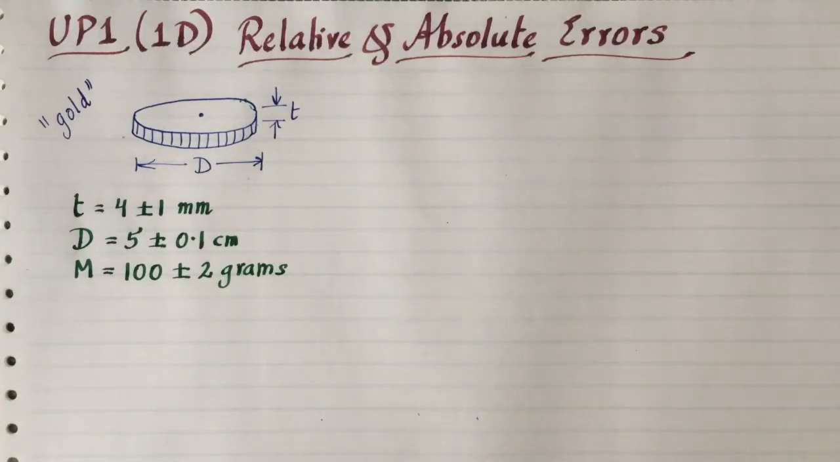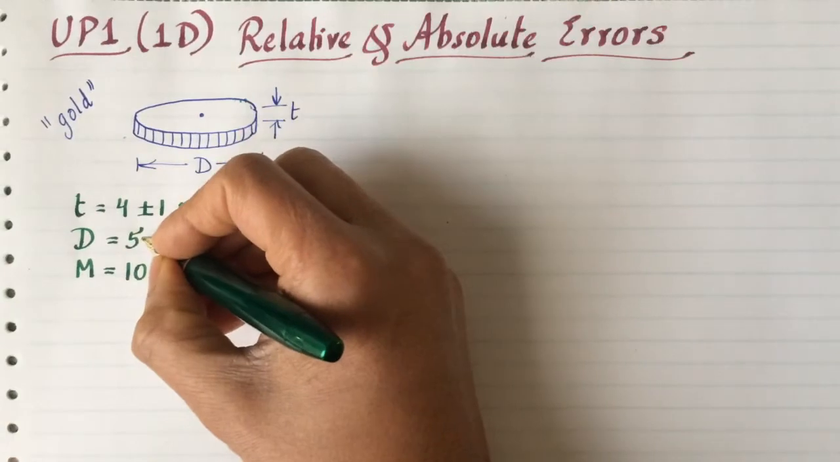Well, the seller uses whatever crude devices at their disposal and gives you these measurements. The thickness is 4 millimeters with an uncertainty of 1 millimeter. The diameter is 5 centimeters with an uncertainty of 0.1 centimeters, and the mass is 100 grams with an uncertainty of 2 grams. So first of all, to be precise, I should write this as 5.0.